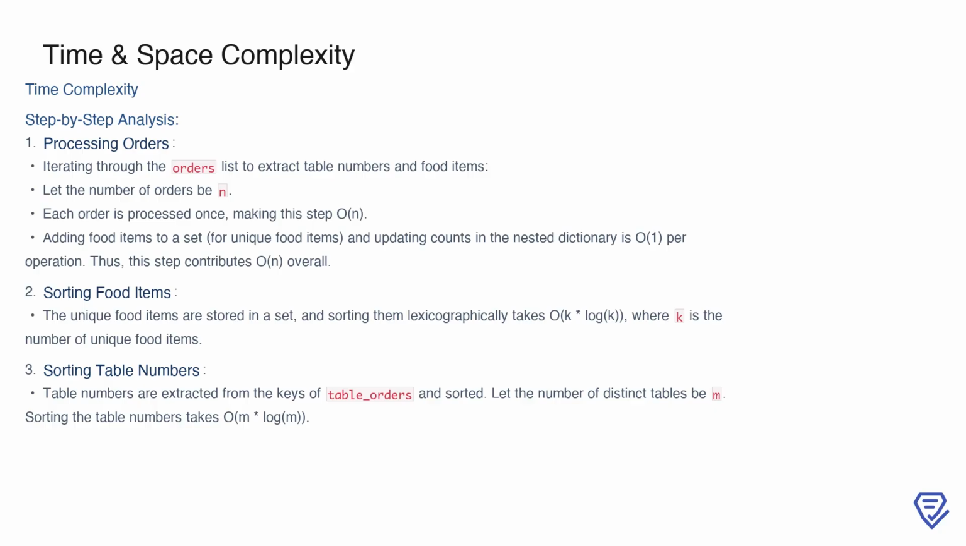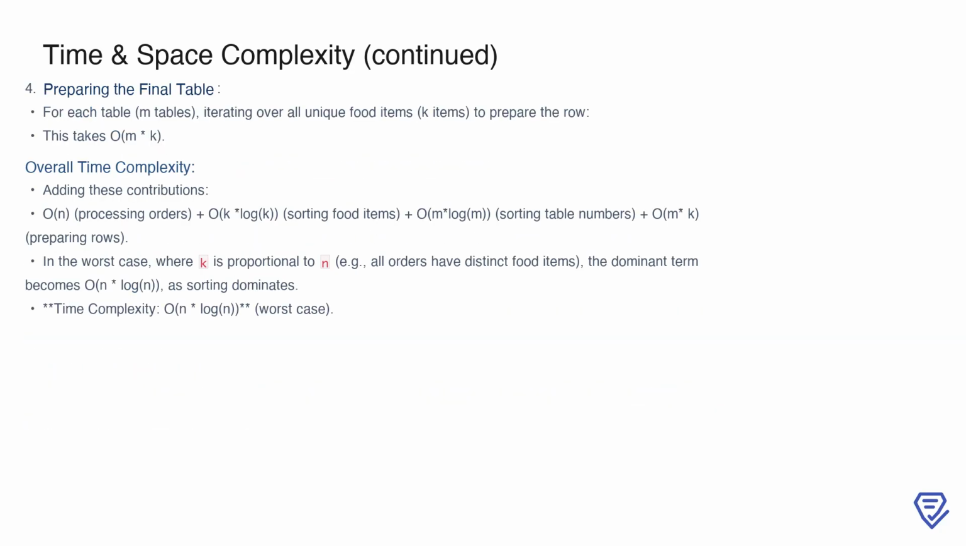Next, we sort the unique food items. Since the items are stored in a set, sorting them lexicographically takes k*log k, where k is the number of unique food items. After that, we sort the table numbers, which are extracted as keys from the table_orders dictionary. Assuming there are m distinct tables, this sorting step takes m*log m. Now, let's look at preparing the final display table. For each table, we iterate over all unique food items to construct a row. With m tables and k food items, this step contributes m*k.